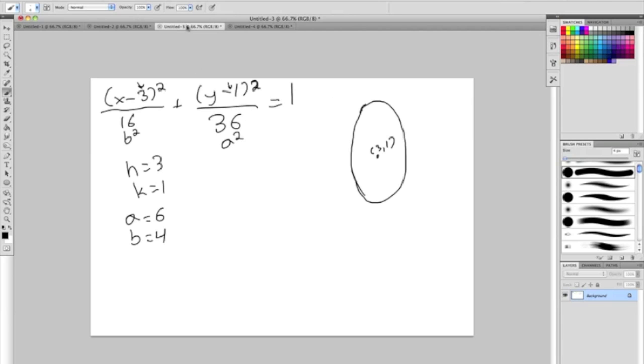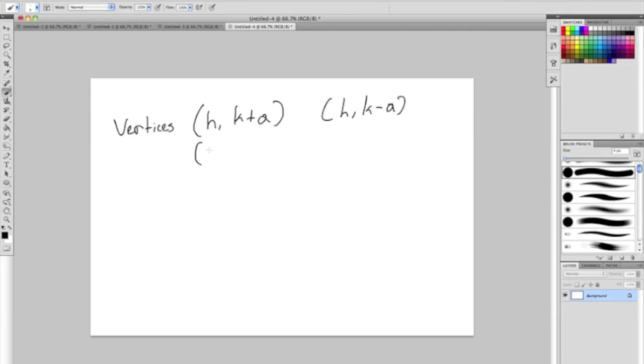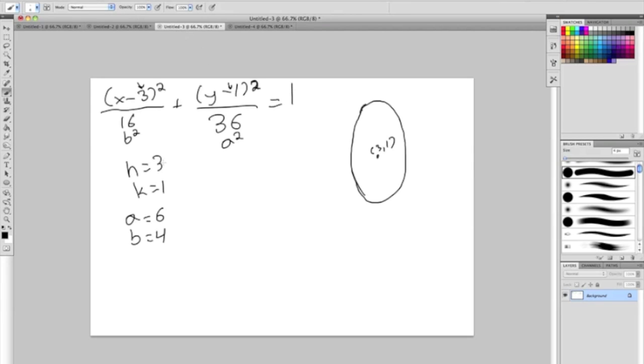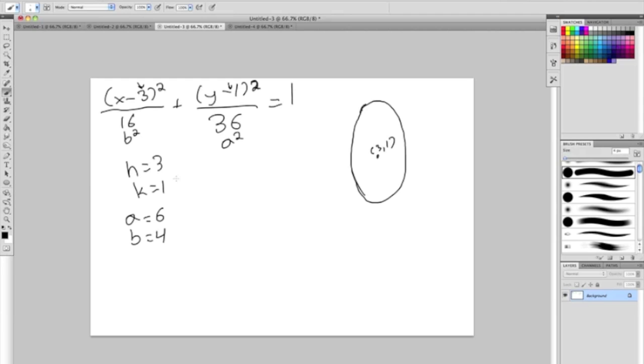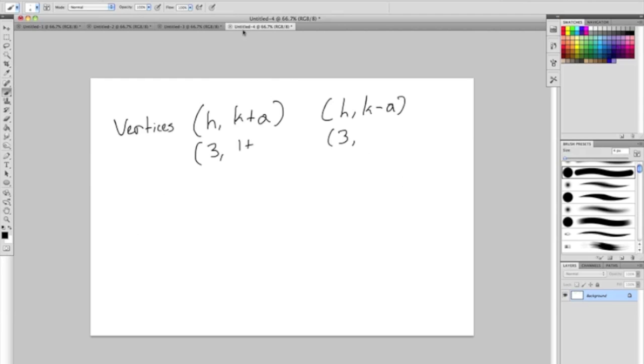Now we're just going to go back and look. H is 3, so 3 stays the same for both of them. Now we've got to pick k. K is 1, so there's 1 here, plus a. We look back, a is 6, so 1 plus 6, and the other one will be 1 minus 6. That will make these vertices (3, 7) and (3, -5).